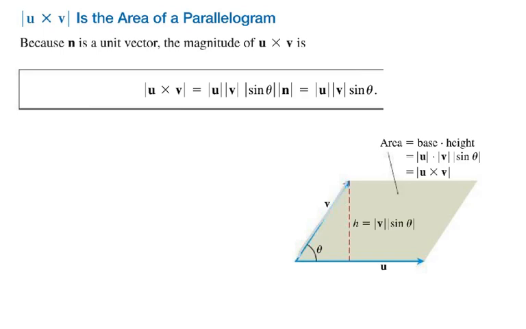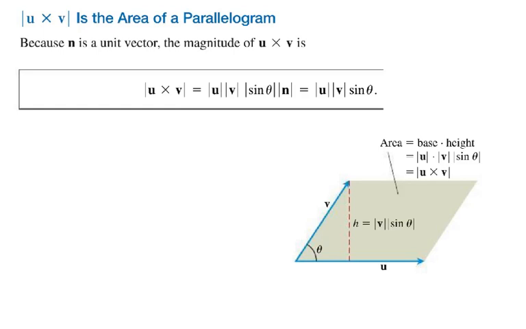A parallelogram is like a rectangle, and if I took this little piece and slid it over here, it'd be a nice, perfect rectangle. So the area of a parallelogram is just base times height, like any regular rectangle. The base here is u, and my height is the magnitude of v times the sine of the angle. That's giving me the vertical. Remember, sine is always associated with the vertical coordinate.